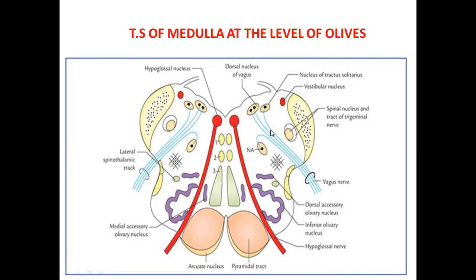So these three sections are very, very important. That is the transverse section of medulla oblongata at the level of pyramids, at the level of sensory decussation, and at the level of olives. And all should practice the diagrams at these levels, because it is very, very important from the examination point of view.